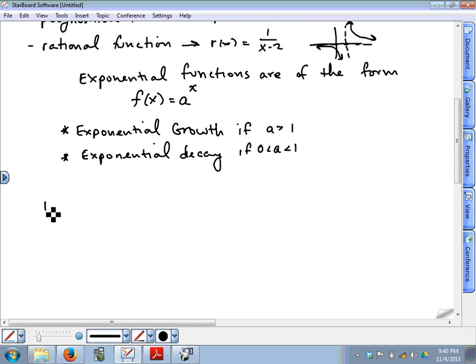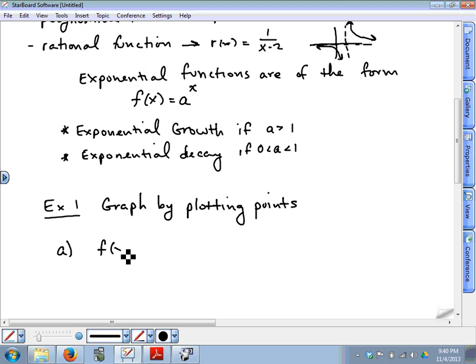So let's take a look at example 1. Now you might remember from last year what they look like, but I'm just going to assume that you don't remember. If you're never sure what a graph looks like, you can always graph by plotting points. So for part A, we're going to use the function f of x equals 2 to the x. We're going to see what that graph looks like.